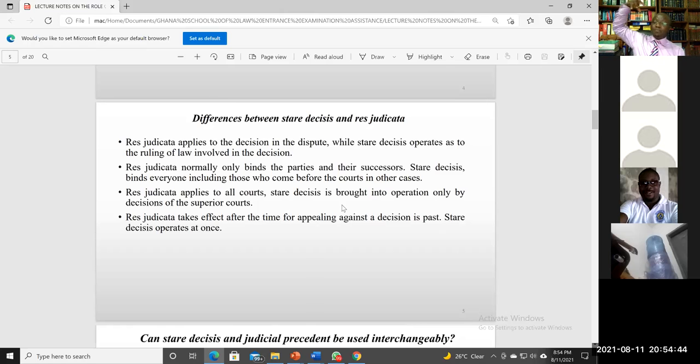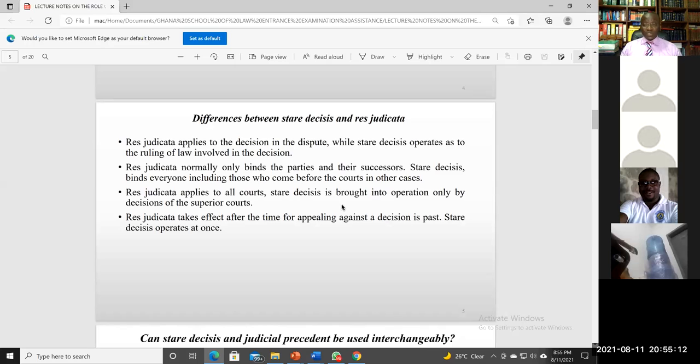Whereas the principle of law decided in that case will apply to everybody, so far as the person gets a case which is similar to the one which was decided. So that's another thing that we should keep in mind. And again, of course, stare decisis, we should say, is brought into operation only by decision of the superior courts.